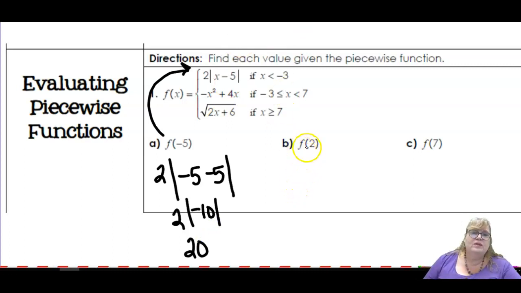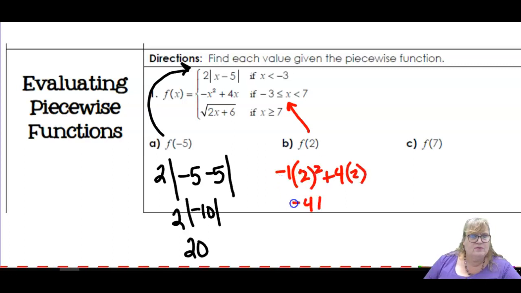Okay, put a 2 into one of these functions. Now, positive 2 does fall between -3 and 7, so I have to put a 2 in here. Now, there's a -1 out front. You could write it as a -1, then put the 2 in and square it, and then plus 4 times 2. So this becomes 4 times -1 is -4 plus 8 is 4. Do all this on your calculator, that's fine.